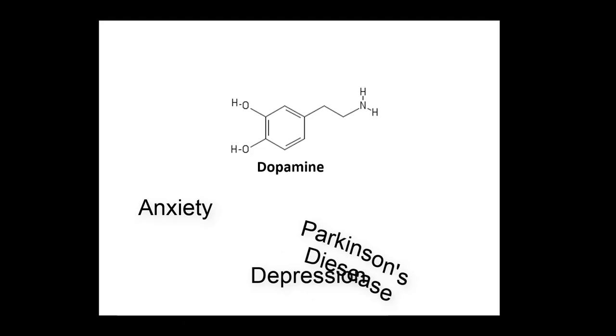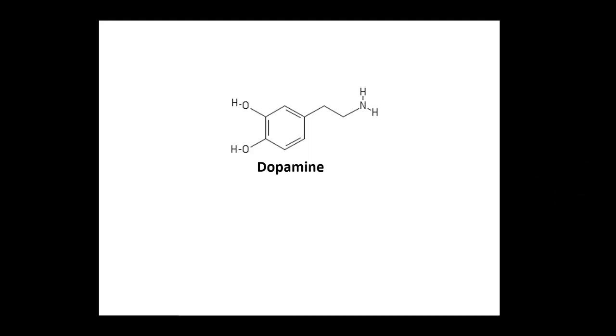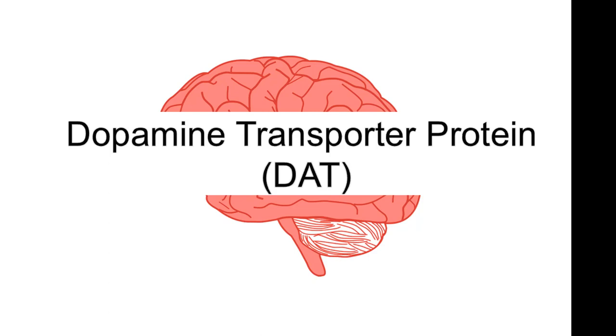Conversely, a buildup of dopamine leads to euphoric effects felt by recreational drug users. The dopamine transporter protein, also known as DAT, is partially responsible for regulating dopamine levels through the reuptake of dopamine in neuronal cells.